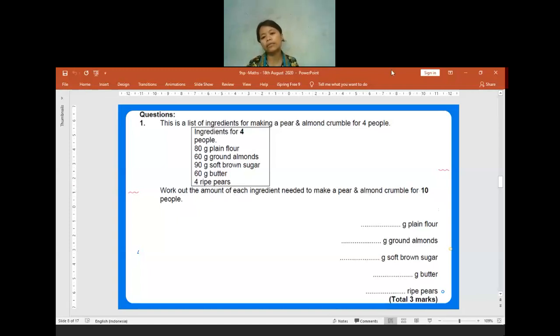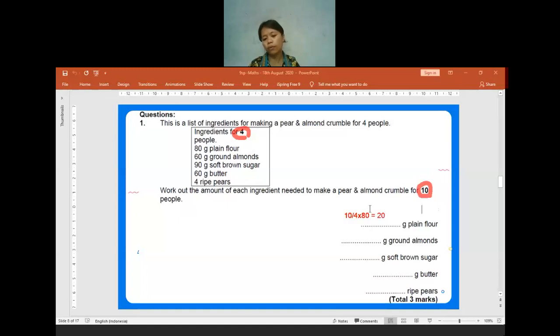How do we find it if there are 10 people? Maybe the easier way, you can check from 4 to 10, because we are going to find 10 and we already have 4. You can use a fraction here. The thing that we are going to find is 10, so for the flour we will use 10 over 4, times the flour needed when there are only 4 people, 80, which is equal to 200 gram.